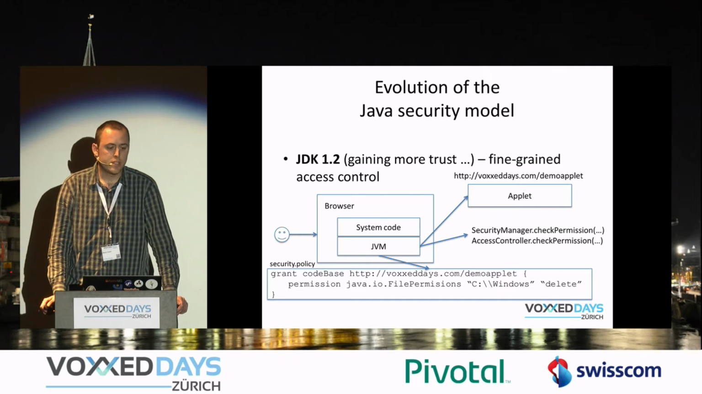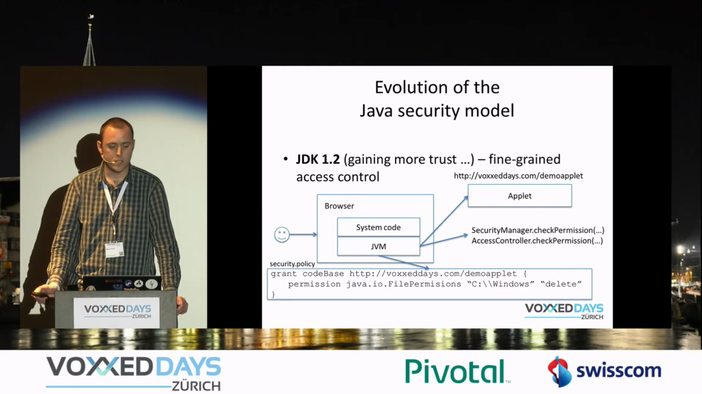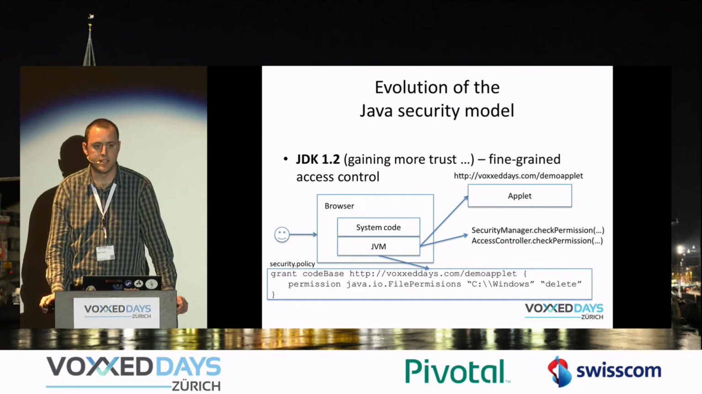So basically, the security manager and the access controller classes do the same thing. And the difference here is that the access controller class is a little bit newer API. And basically, the security manager uses the access controller class to do permission checking. We'll see just in a few moments how this is done in detail.